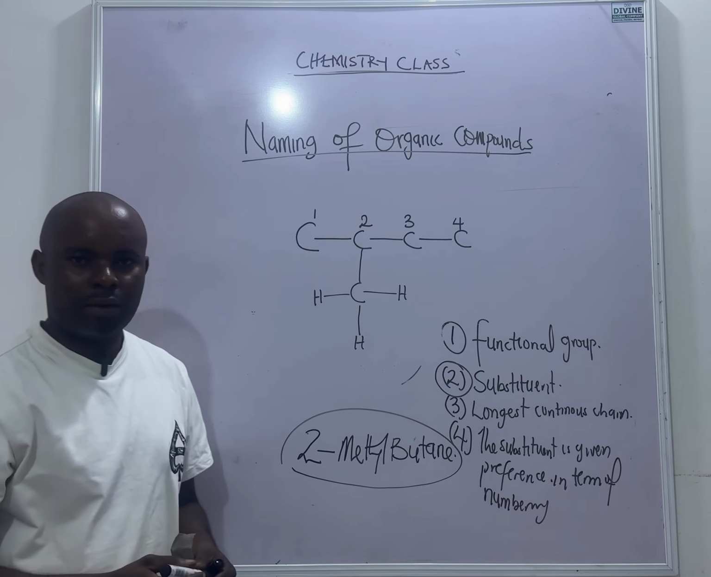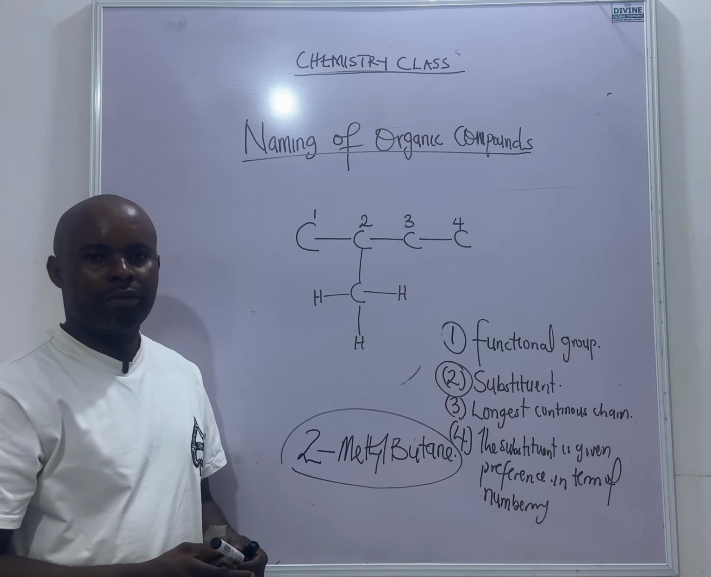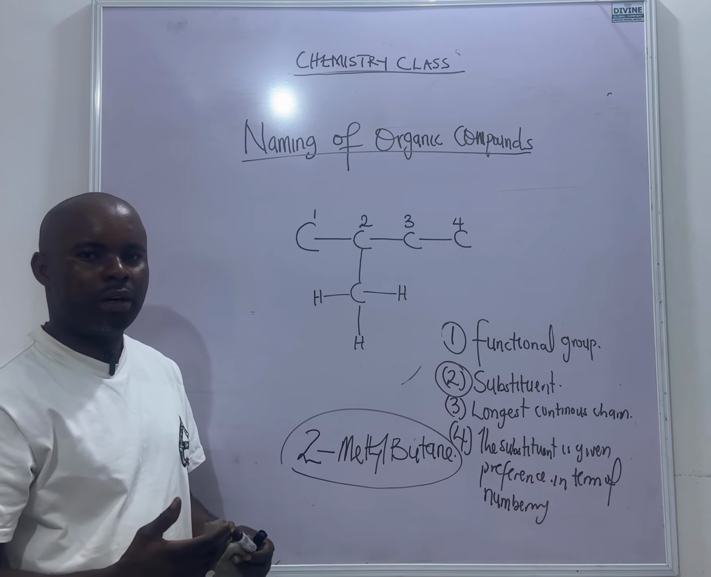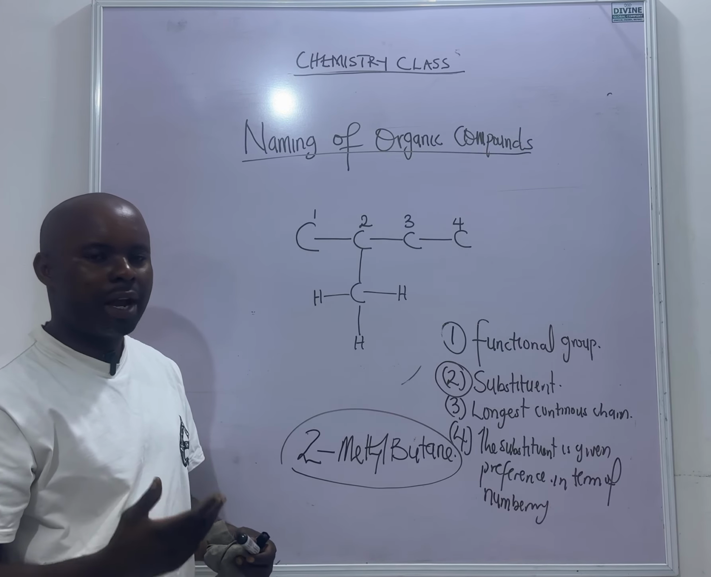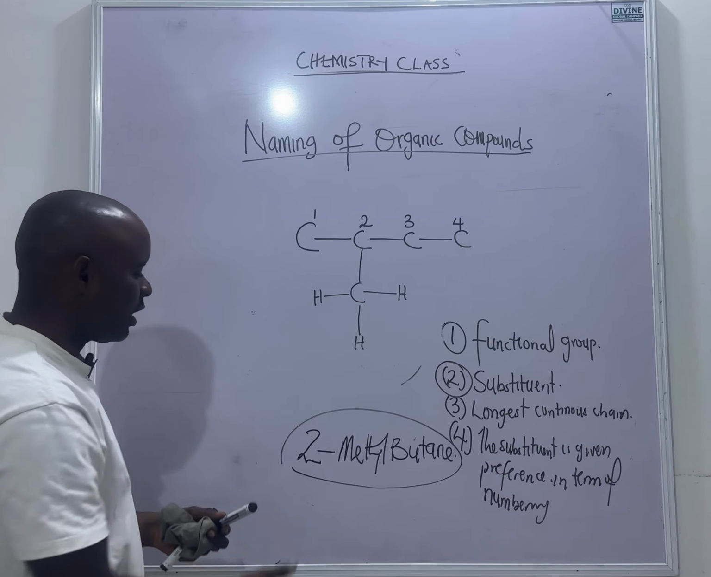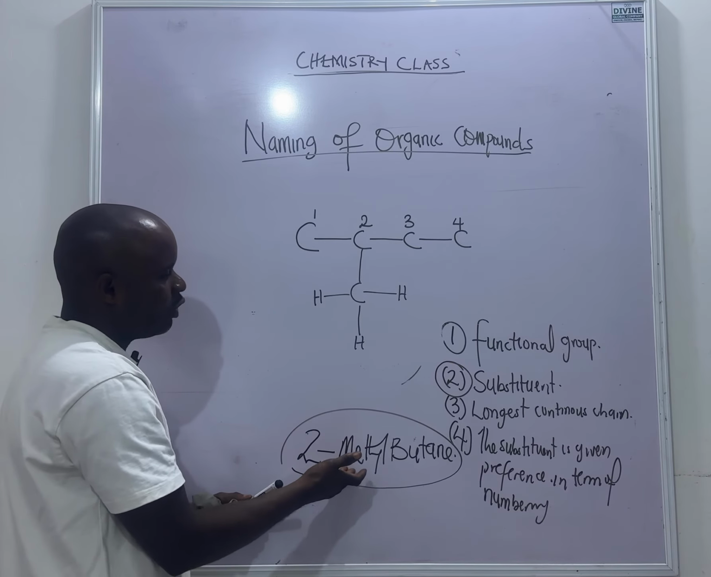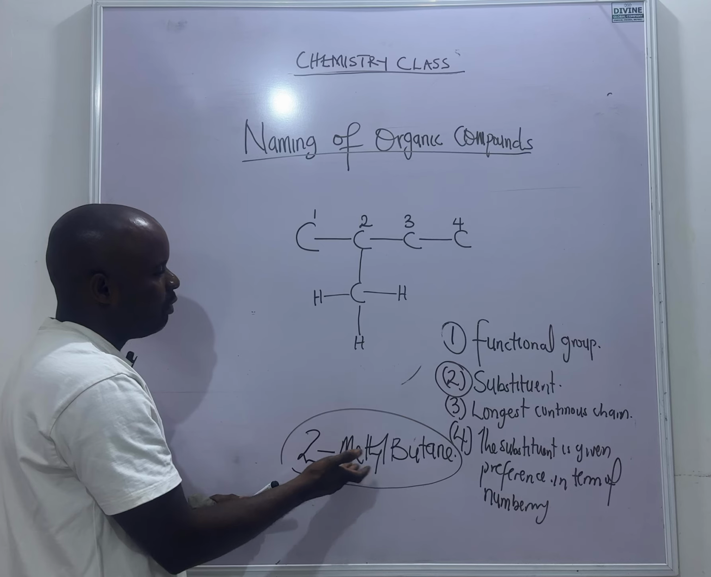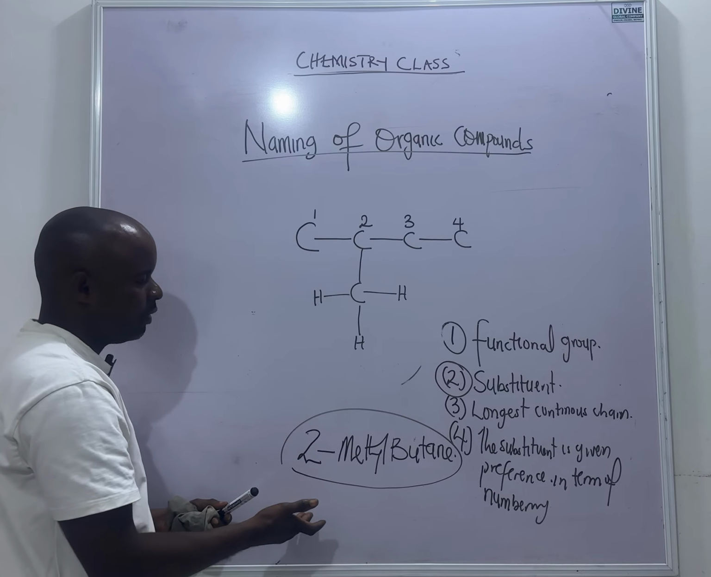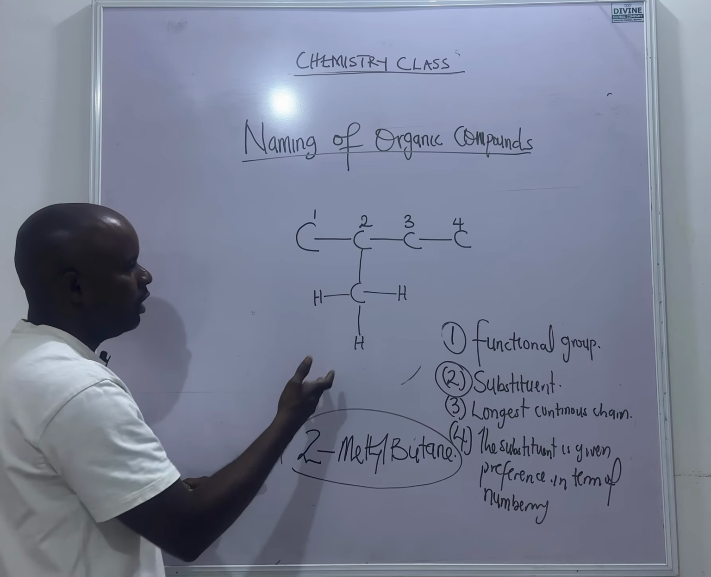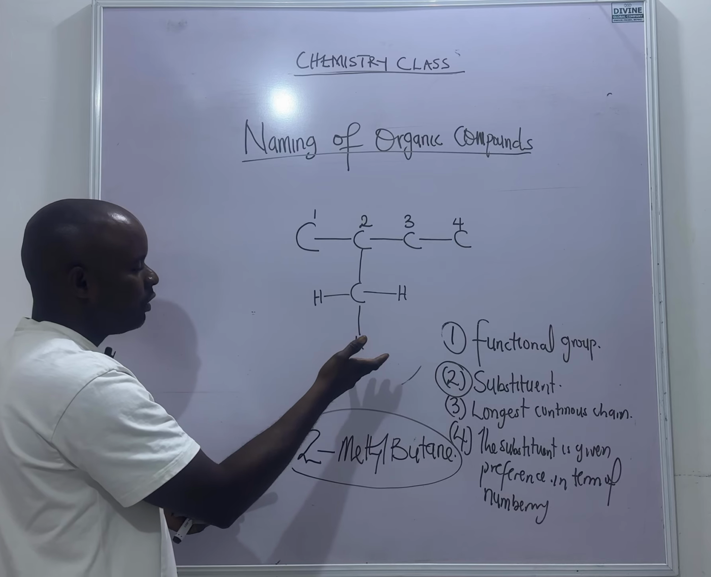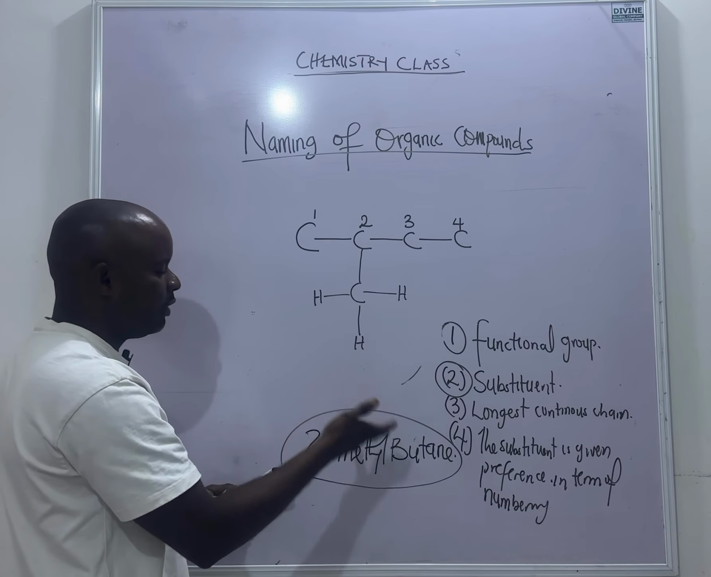That is the essence of this naming of organic compounds, so that we can identify each of the organic compounds. In this now, I can say this is an isomer of pentane, for instance, because isomers have the same molecular formula but different structural formula.